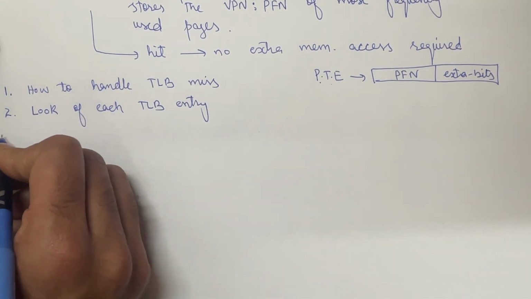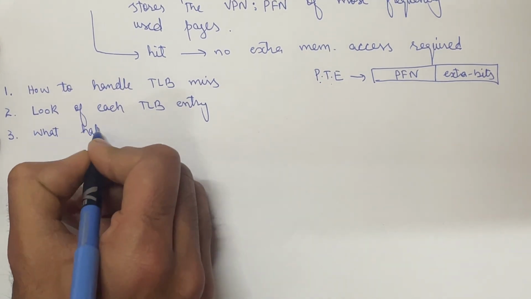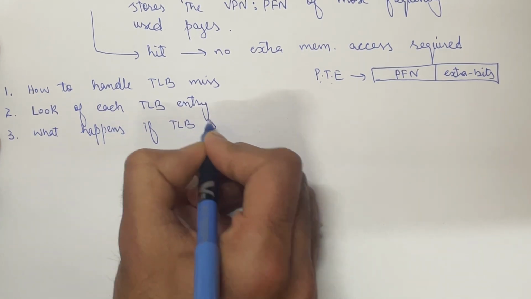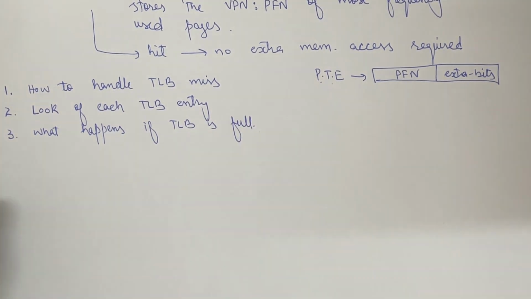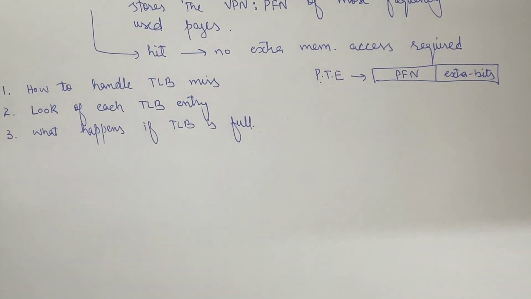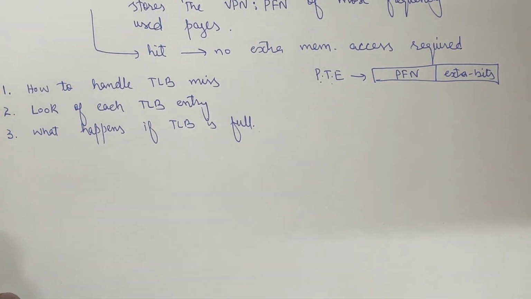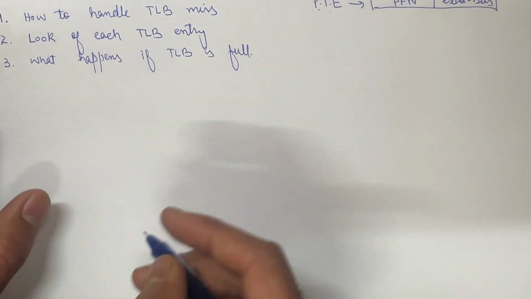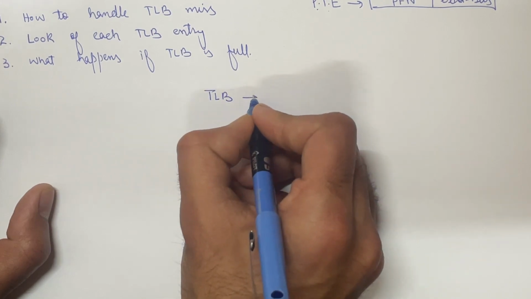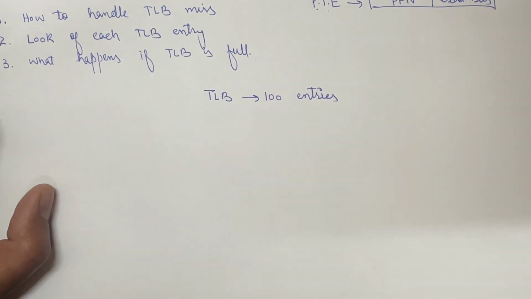The third part that we have to discuss is what happens if the TLB is full. When the translation lookaside buffer, or we can say the cache, is full, what happens at that time? So we have to discuss all these three scenarios. But before discussing them, let me give another advantage of TLB. Let's say we have a TLB with 100 entries.